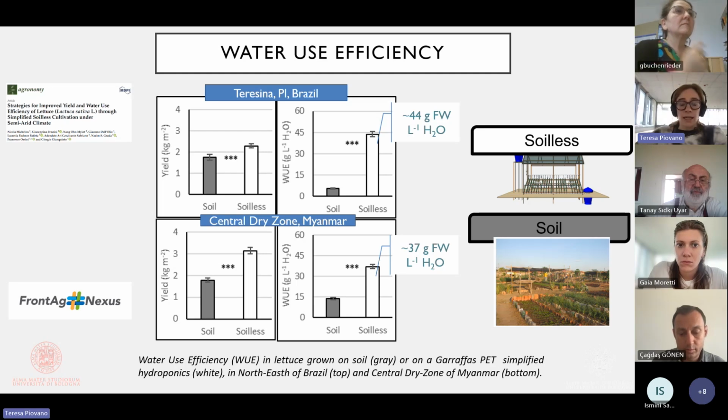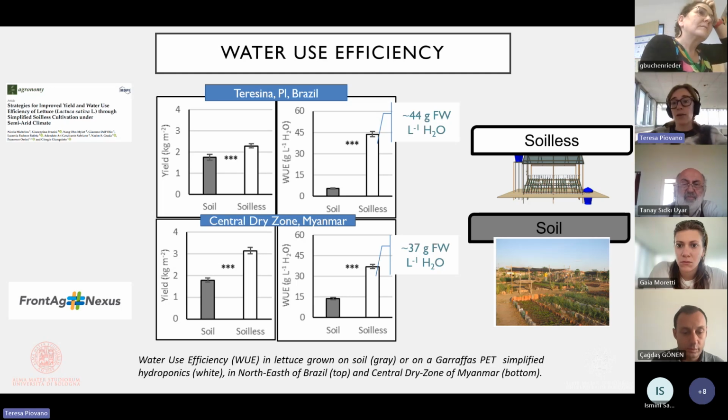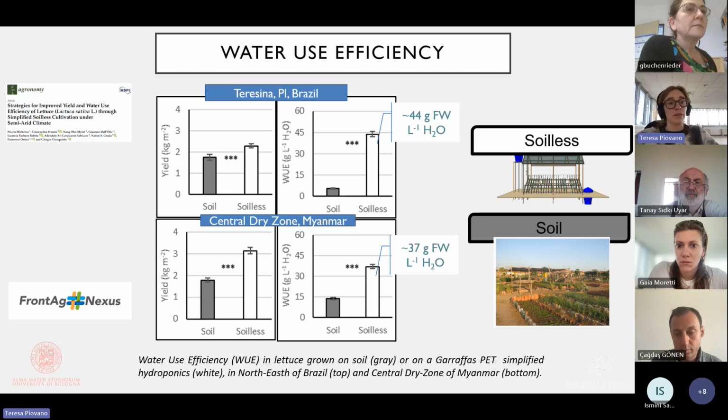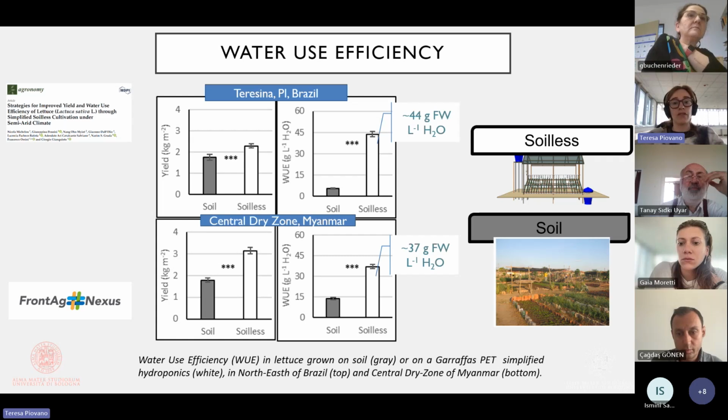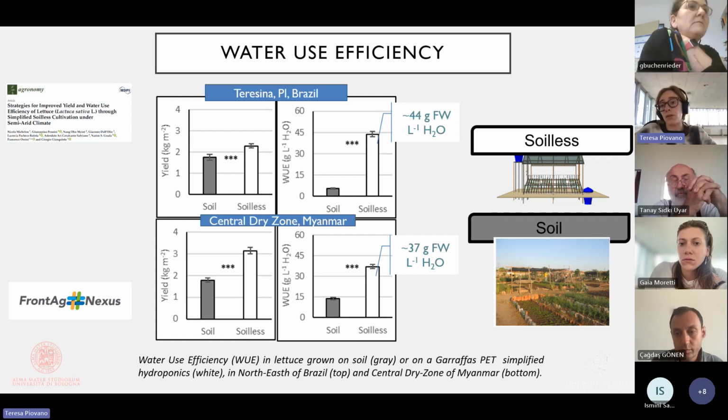This is an example of a study that Francesco Orsini and Giuseppina Pennesi, so my group, conducted in Myanmar and Brazil, where they compared the different systems in terms of water use efficiency. As you can see in these graphs, the efficiency of the water use for the soilless system is definitely higher. We have 44 grams of fresh weight per liter of water used in Brazil, and 37 grams in Myanmar. So this is an example of something that can be studied and applied.